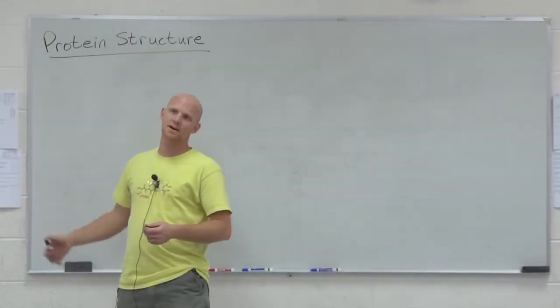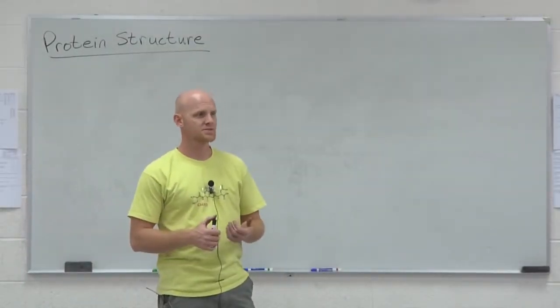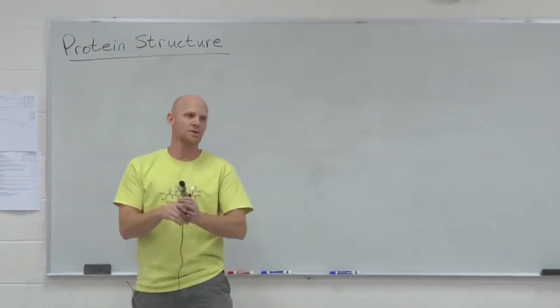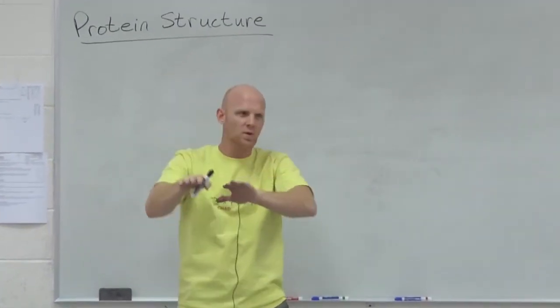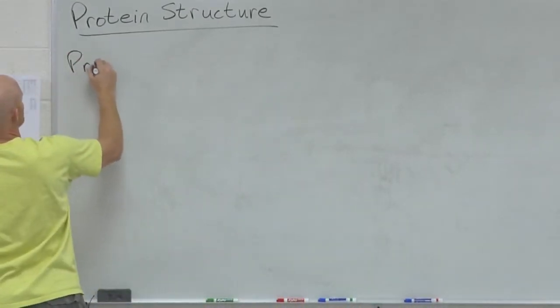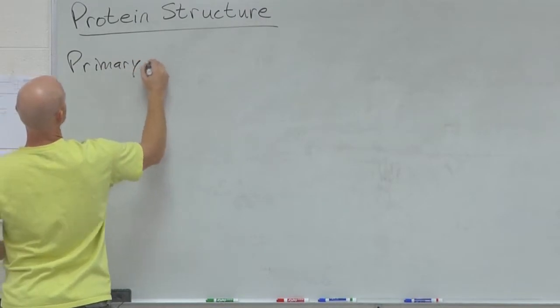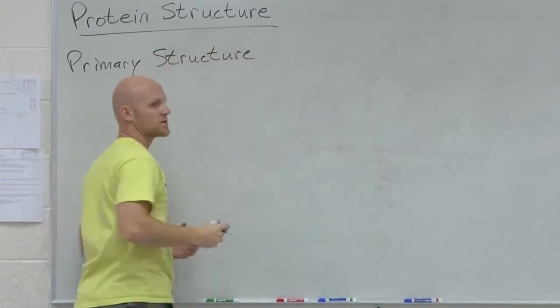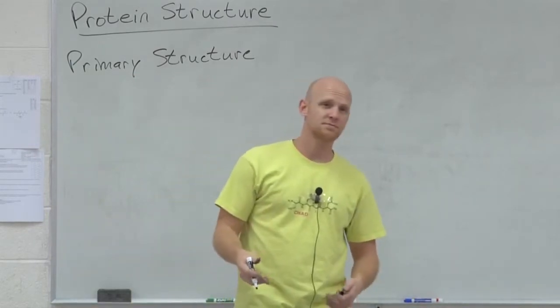All right, so now we got to talk about protein structure. We typically break protein structure up into 4 levels. We start with the most basic elements of structure and work our way to more and more complex. The first level of structure we'll talk about is your primary structure, and we'll go to secondary, tertiary, quaternary. So that's 4 levels.